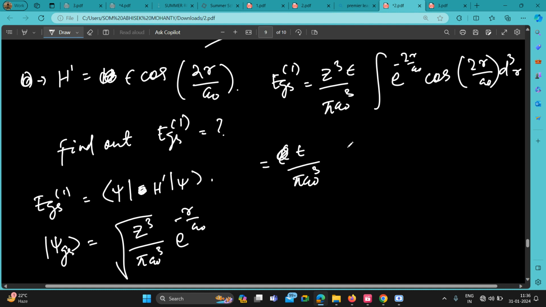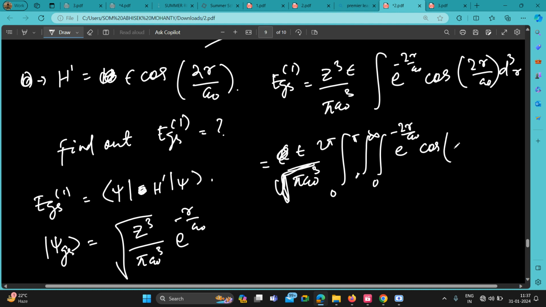Is root over there? No. It is a double multiply. 0 to 2 pi, 0 to pi, 0 to infinity of e to the minus 2r by a naught cos 2r by a naught r square sin theta dr d theta d phi. This is a triple integration. So epsilon by pi a naught q, sin theta d theta is pi. This will give me 4 pi.